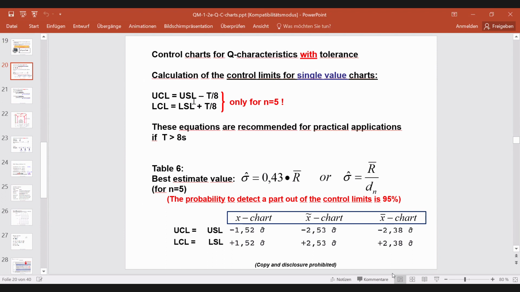So in many cases in the industry, they use these very simple equations here. If n is 5, in many cases they also use this if n is 4, if n is 3.